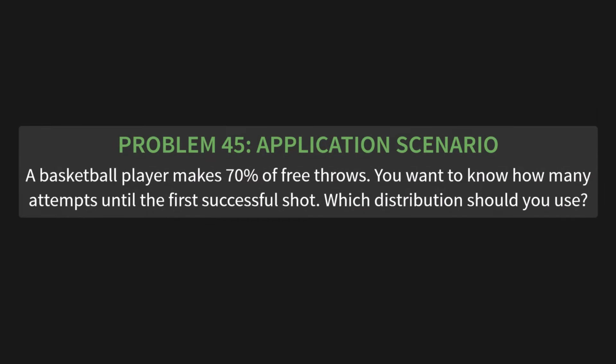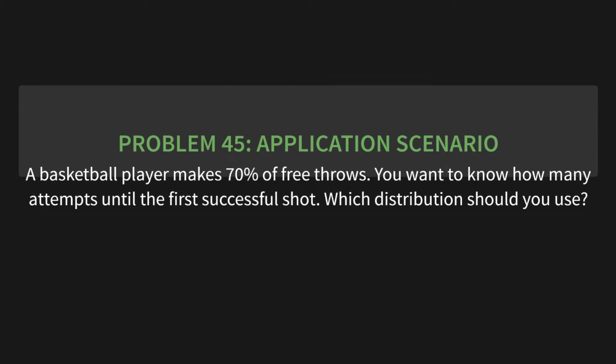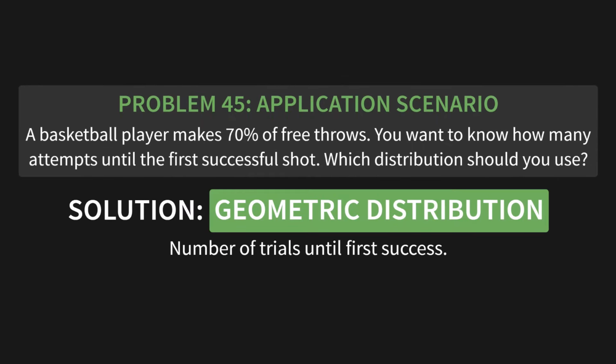A basketball player makes 70% of free throws. You want to know how many attempts until the first successful shot. Which distribution should you use? Geometric distribution, number of trials until first success.